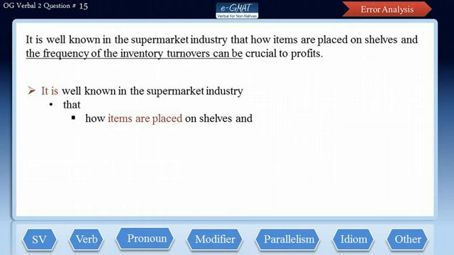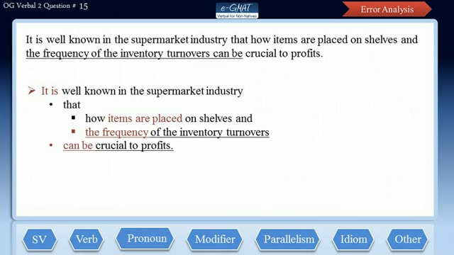What follows next is another factor that can be crucial to supermarket industry profits. It reads the frequency of the inventory turnovers. Now what appears next is the latter portion of this entire that clause, can be crucial to profits, where can be is the verb for the subject, how items are placed on shelves and the frequency of the inventory turnovers. Now what are the two factors that can be crucial to profits? How items are placed on shelves and the frequency of the inventory turnovers.